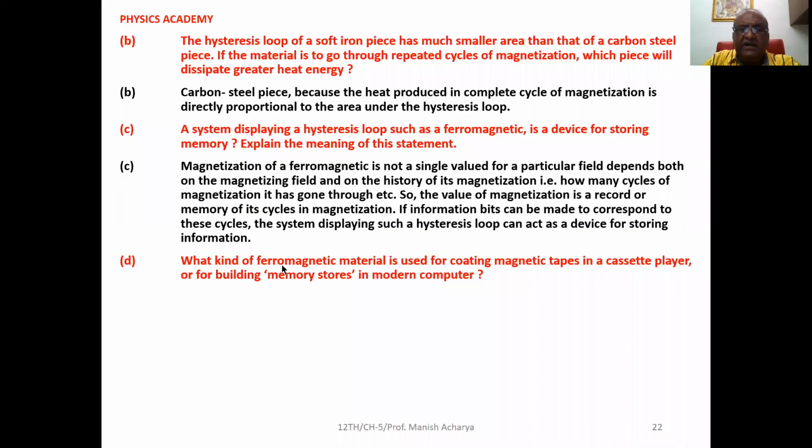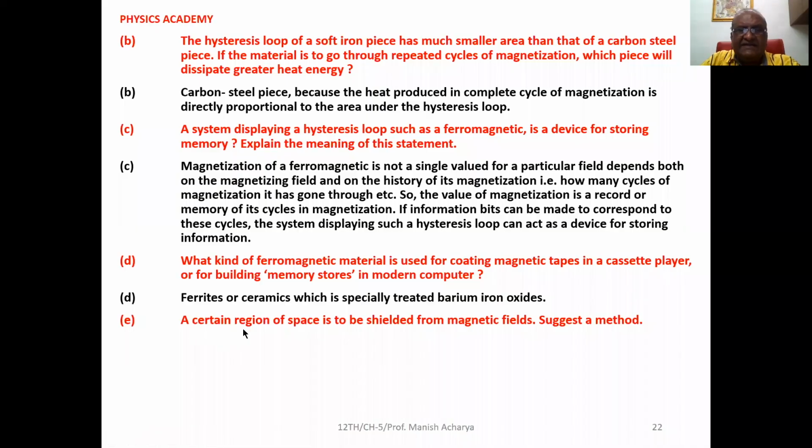Now D, what kind of ferromagnetic material is used for coating magnetic tapes in a cassette player or for building memory stores in modern computers? So ferrites or ceramics, which are specially treated barium iron oxides, are used for that.